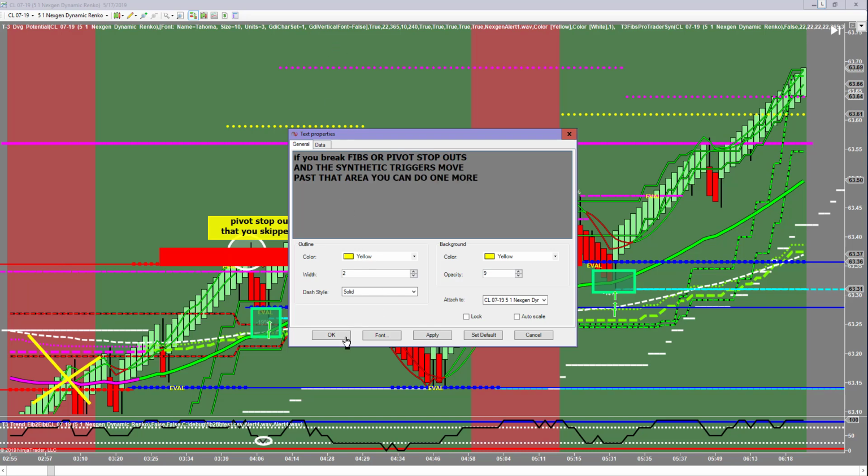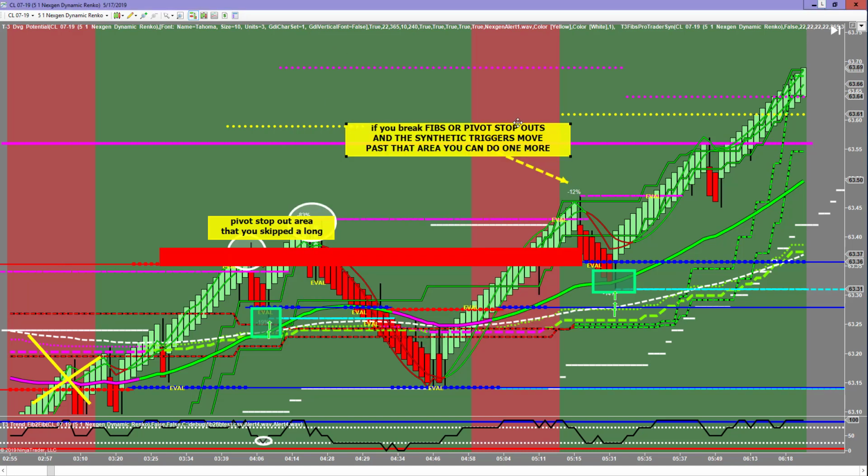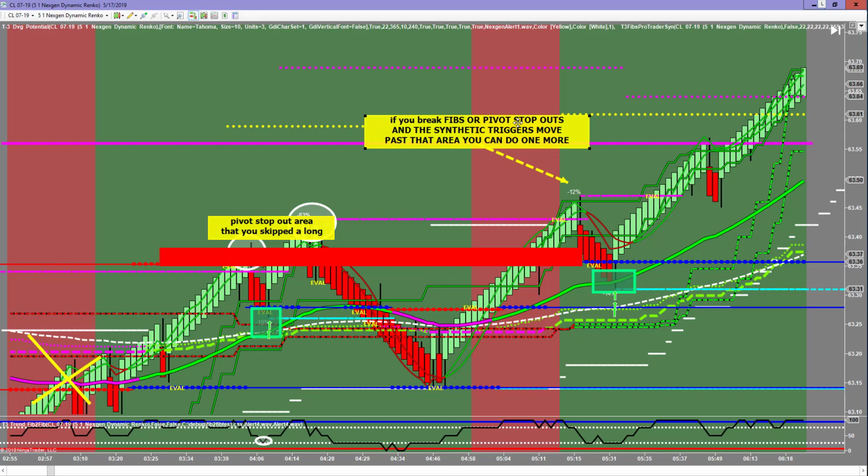Everybody okay with this rule? And again, it's just a real simple rule, but if the triggers don't break it, then it's going to be another pivot stop out. If the triggers break it, it almost always generates another winner. Everybody okay with that? So we're going to go forward and we're going to talk about the rules.